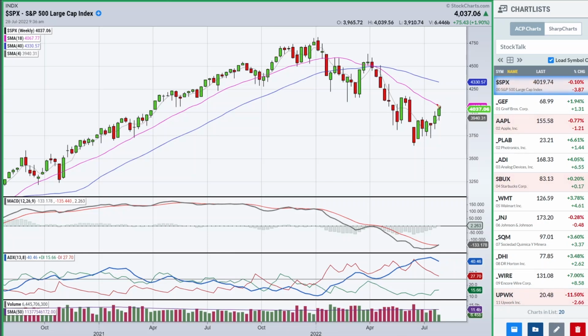I think there's one of two ways this is going to play out, in my opinion. One is we're going to fail right at this 18, and new selling is going to come in, and we're going to have some form of a test of this low. In the process of doing that, the MACD is going to come back and hold its signal line.